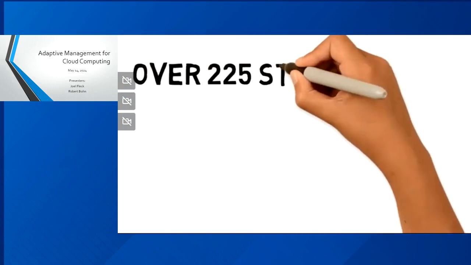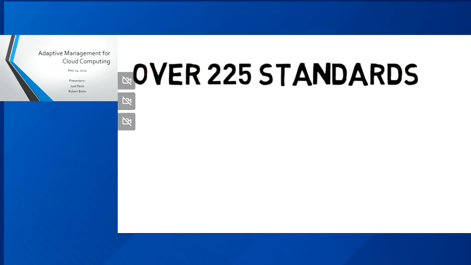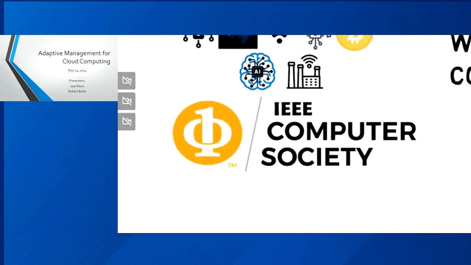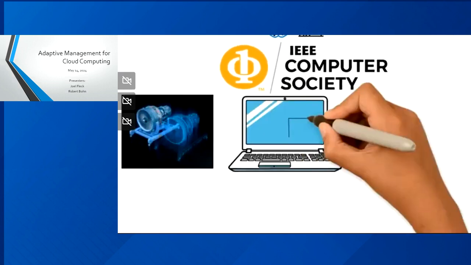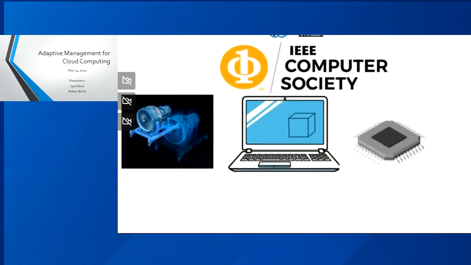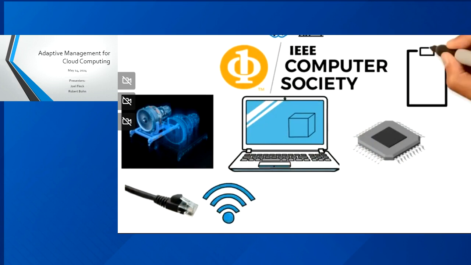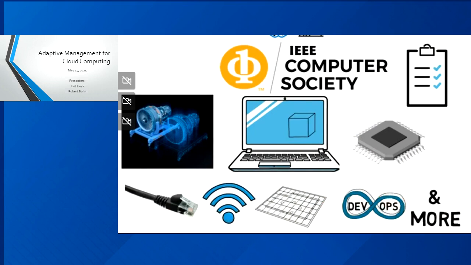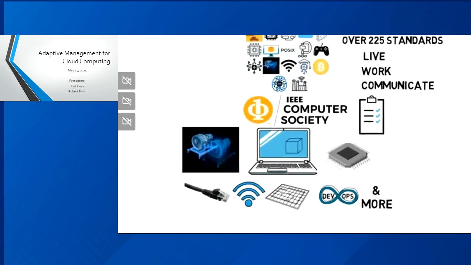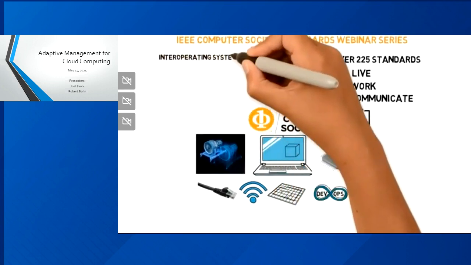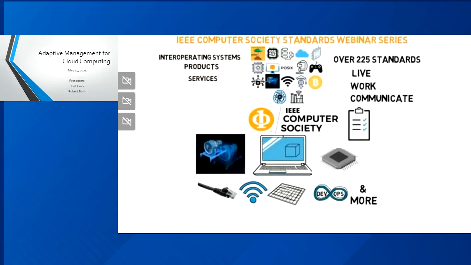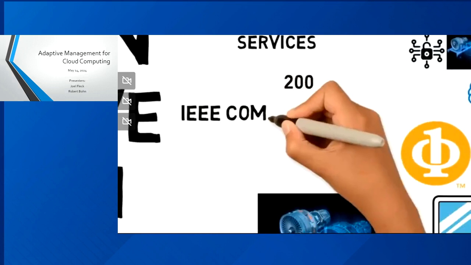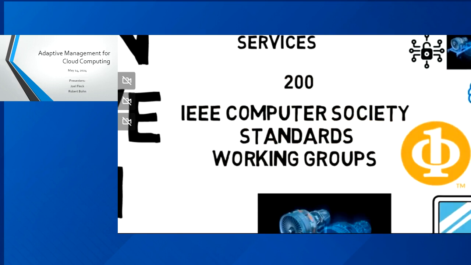With over 225 standards that transform the way we live, work, and communicate, the IEEE Computer Society sets the standard for design automation, simulation, testing technologies, Ethernet and Wi-Fi, quality assurance processes, systems architecture, DevOps, and more. Standards deliver best practice processes for developing market-ready interoperating systems, products, and services. You can have an impact by joining one of the over 200 IEEE Computer Society Standards working groups.